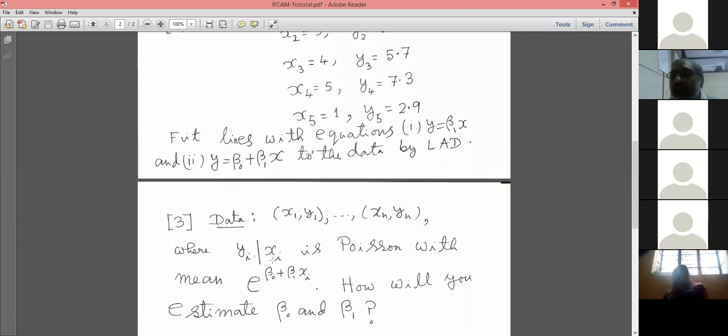So yesterday we talked about the logistic regression model. People call this the Poisson regression model or log linear regression model. It's called log linear because if you take the log of the mean, then it is a linear function of x.